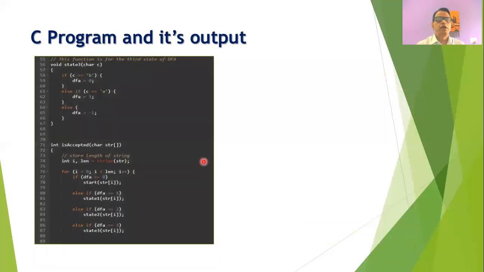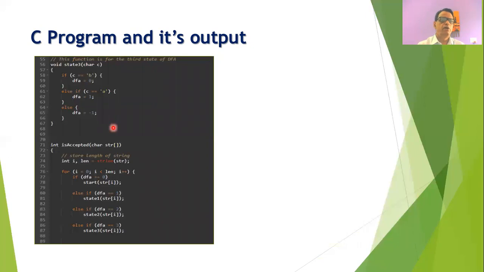Now similarly, we can write the function for the third state of the DFA where the character is being accepted as an argument. If it is B, then we will go to the state 0, therefore DFA is equal to 0. If it is A, then we will go to the state 1, that is DFA is equal to 1. Else otherwise, DFA is set to -1 for the invalid symbol.